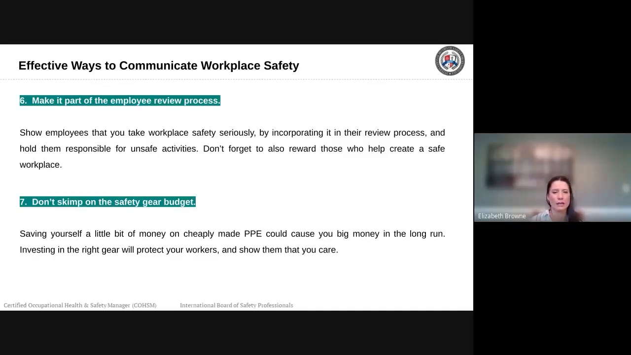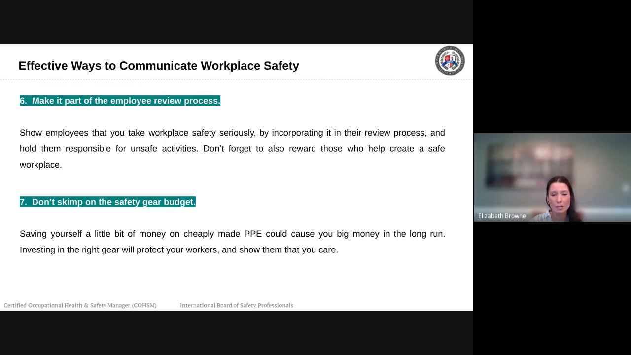Making safety a part of an employee's review process and holding them responsible for unsafe actions, but also rewarding those who help to contribute to a safe workplace is another way to just make safety an integral part of a worker's daily life, is another way to effectively communicate your commitment and the company's commitment to the safety and health culture.